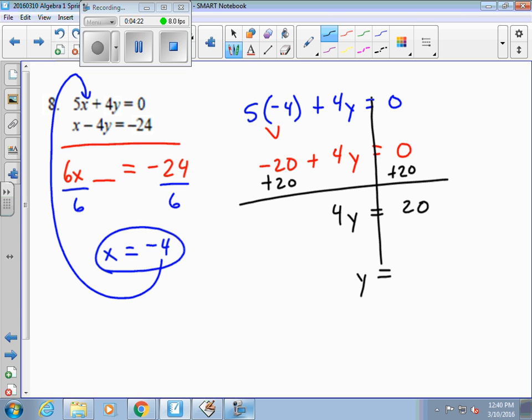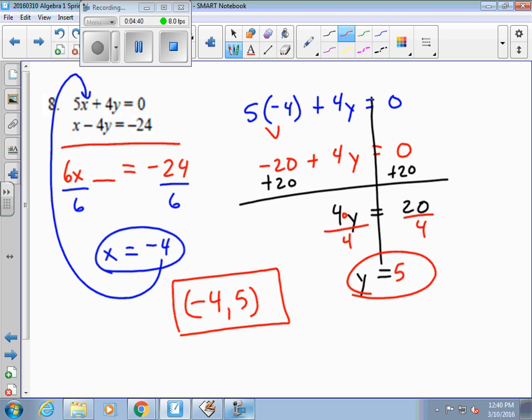One more step, get y by itself. It says 4 times y. Undo times something by dividing by 4. If you do it to the left, do it to the right. 20 divided by 4 is 5. So y's value is 5. Again, solution is an ordered pair, x comma y, -4, 5. This is a solution to the system of equations.